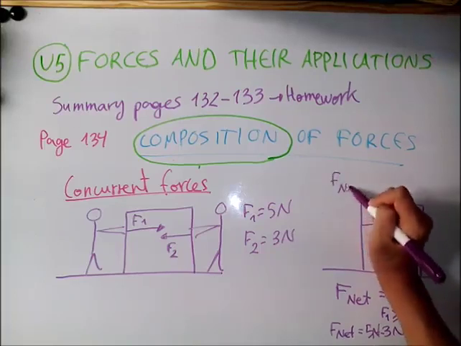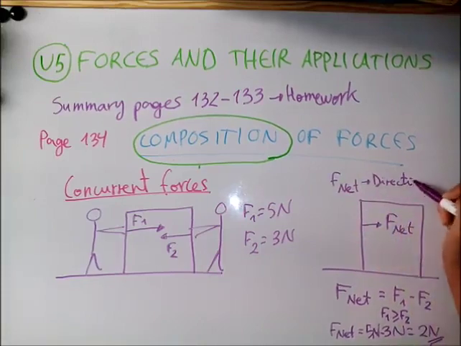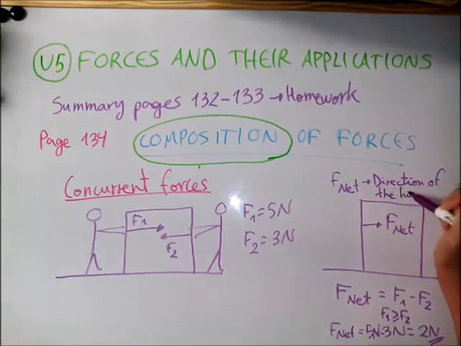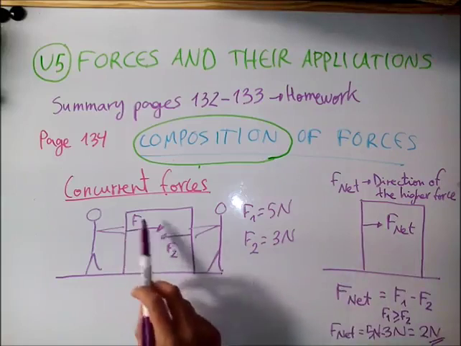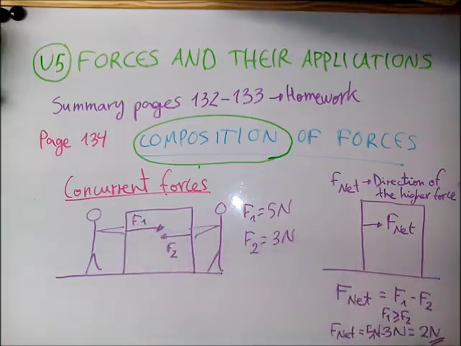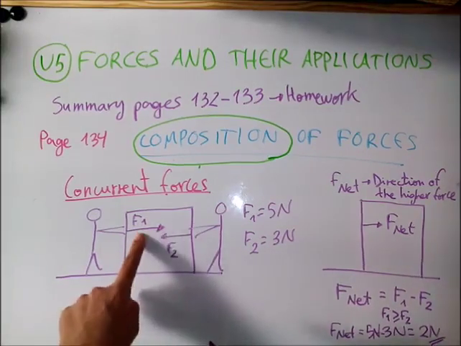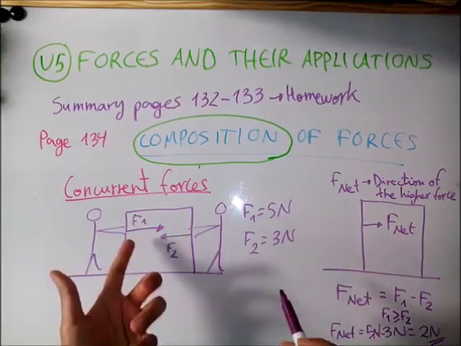So the net force goes in the direction of the higher force, okay? So in this case, the person pushing with the higher force is the one who wins. Let's say it like that. What would happen if F1 and F2 were the same? If this were 5 Newton and this were 5 Newton, well, 5 minus 5 equals 0, okay?